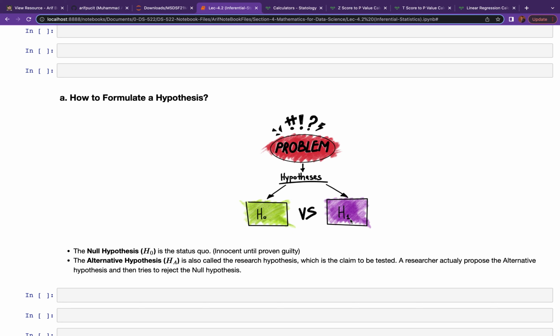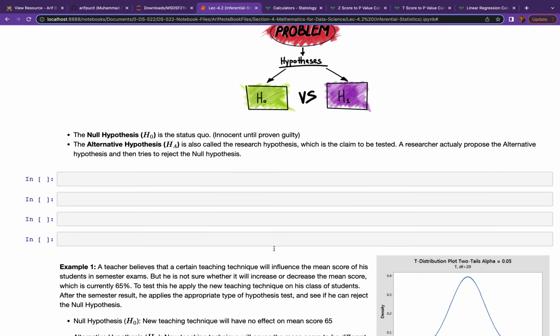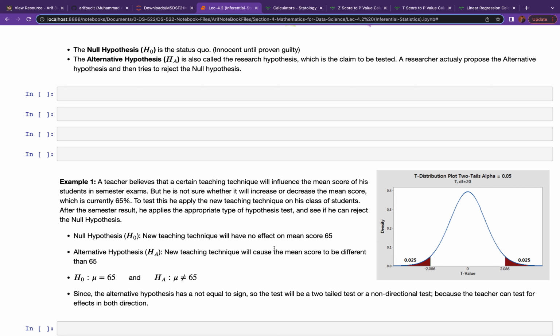The concept of null hypothesis is similar to innocent until proven guilty. You can also think of null hypothesis as the status quo. The alternative hypothesis is also called the research hypothesis, which is the claim to be tested. A researcher actually proposes the alternative hypothesis and then tries to reject the null hypothesis. Let us understand this with examples.